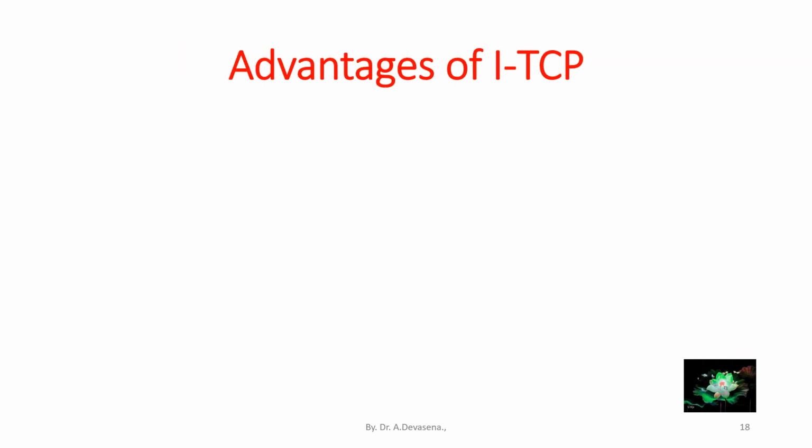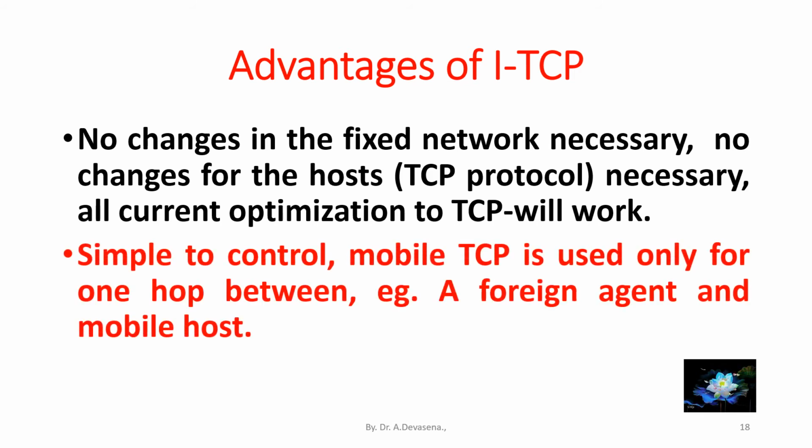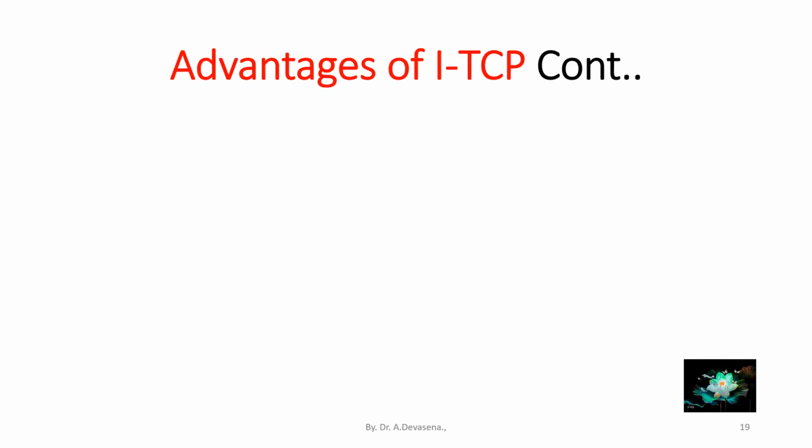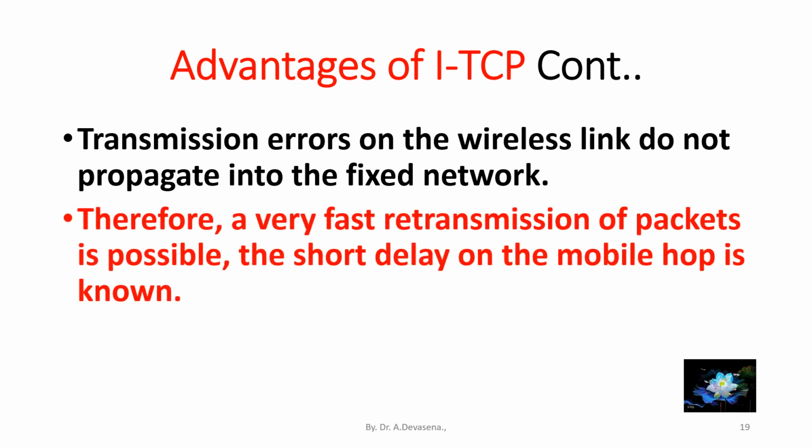Advantages of I-TCP. No changes in the fixed network necessary. No changes for the hosts necessary. All current optimization to TCP will work. Simple to control. Mobile TCP is used only for one hop between, for example, a foreign agent and mobile host. Transmission errors on the wireless link do not propagate into the fixed network. Therefore, a very fast retransmission of packets is possible.